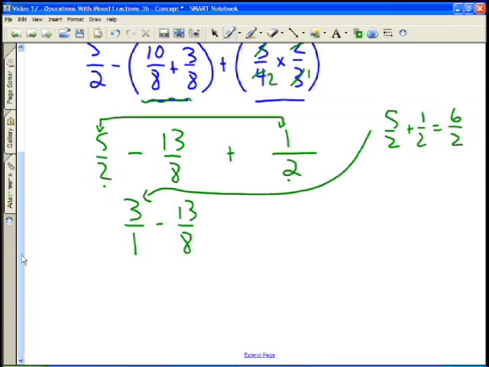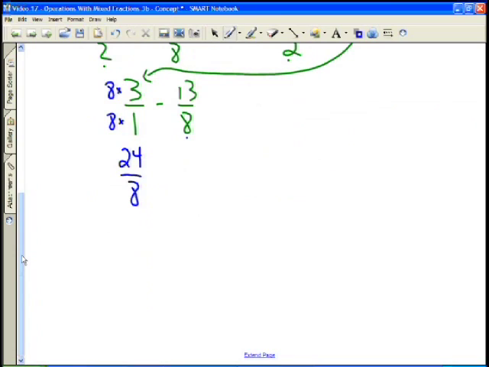And now I need to get a common denominator, and I know my common denominator is going to be 8, so I have to multiply 8 by 1 to get 8 in that denominator, and so I need to multiply the numerator by the same number, and 8 times 3 is 24/8 minus 13/8, and 24/8 minus 13/8 is going to give me 11/8.